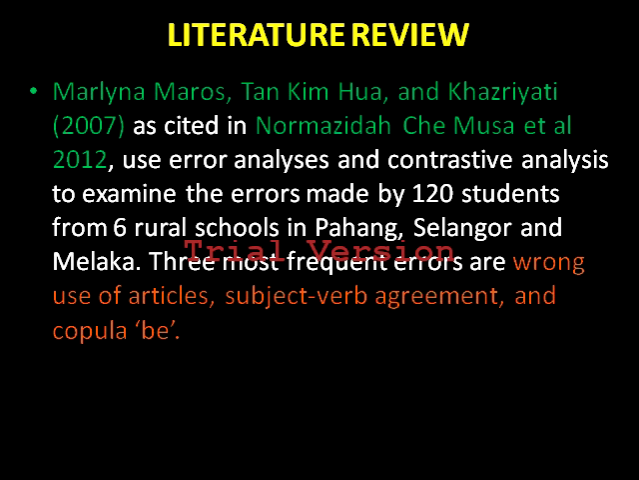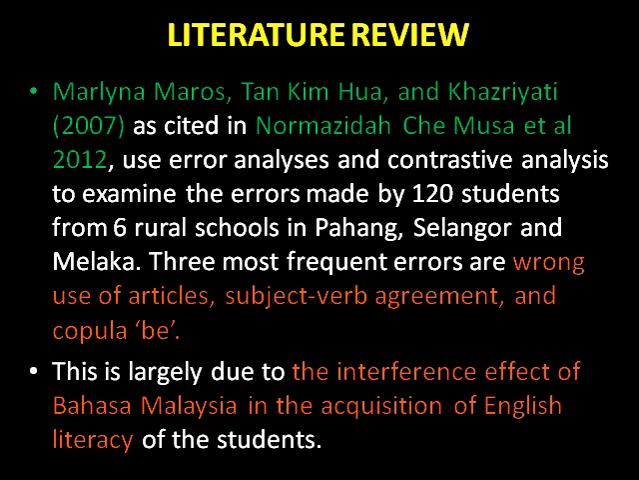For the literature review, I will talk about the previous studies done by other researchers related to this study. Maros, Hua, and Salehuddin in 2007 is explained in Norma Syafiq and others in 2012. They have used error analysis and contrastive analysis to examine the errors made by 120 students from 6 rural schools in Pahang, Selangor, and Melaka. And they have identified the 3 most frequent errors made by students in the writing are wrong use of articles, subject-verb agreement, and copula be. And this is largely due to the interference effect of BM in the acquisition of literacy by students.